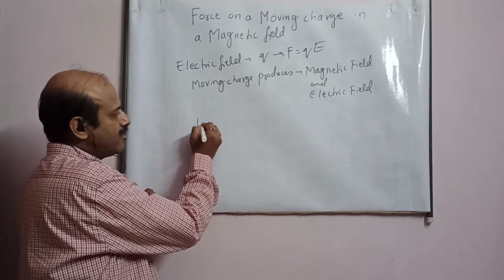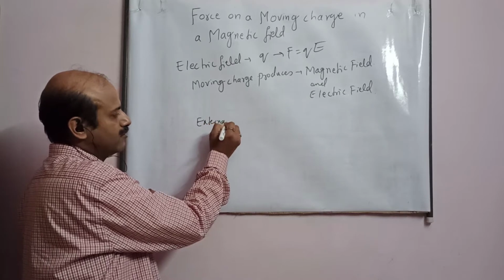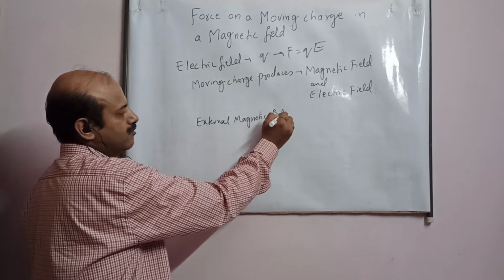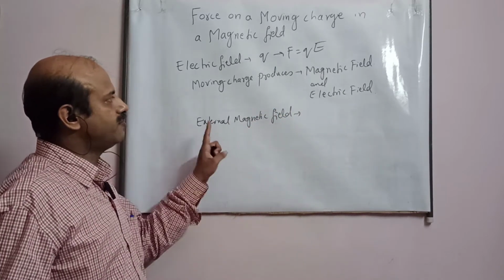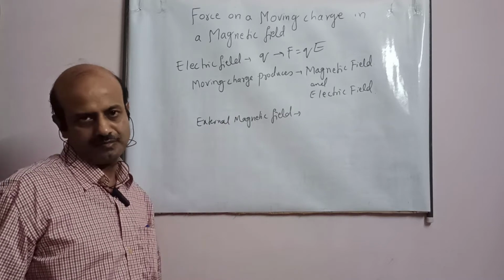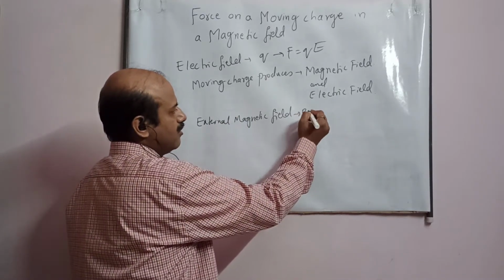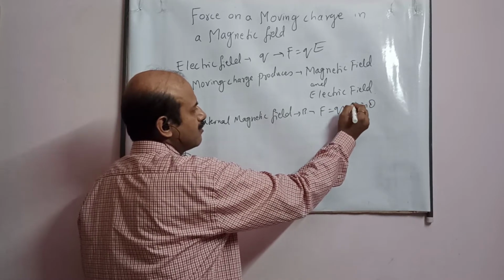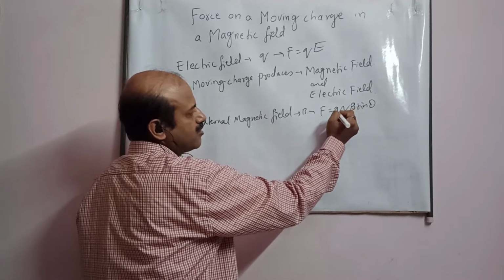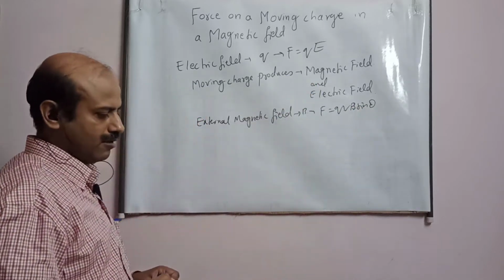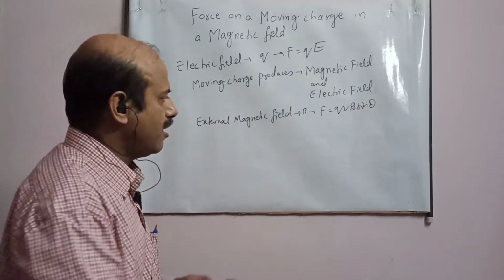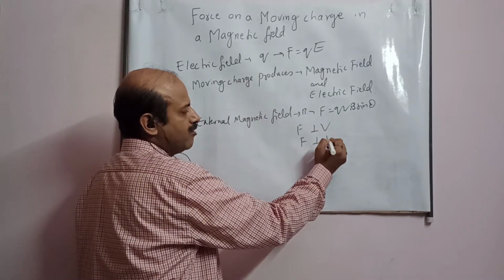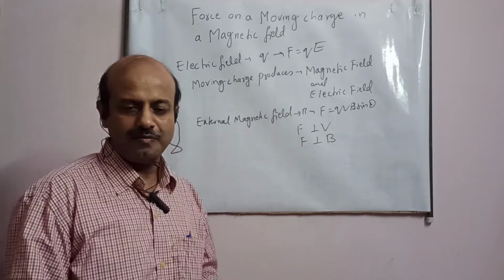Now suppose there is an external magnetic field. Then this field will exert force on this charge. And that force is given by the velocity, the magnetic field, and the charge, student. This is the theory which we have already studied. And this force is always perpendicular to velocity, and it is always perpendicular to magnetic field.